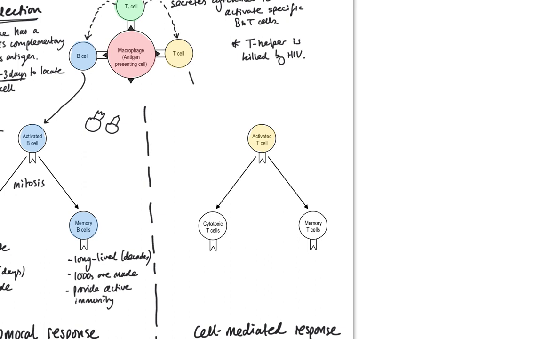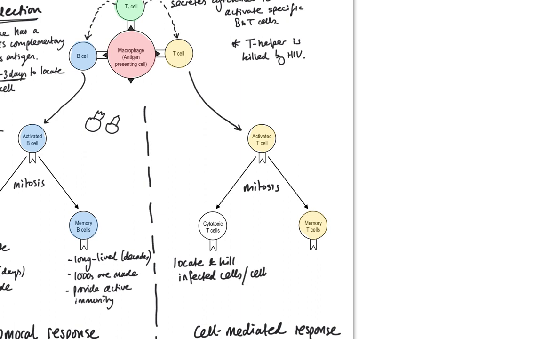That's an awful arrow. I'm going to go for a better arrow. Slightly better. So at the same time, this is also happening. It's still mitosis here, and I'm still going to get my memory T cells. So again, the same thing happens. It's just subtly different. And it's the cytotoxic T cells. These locate and kill infected cells.